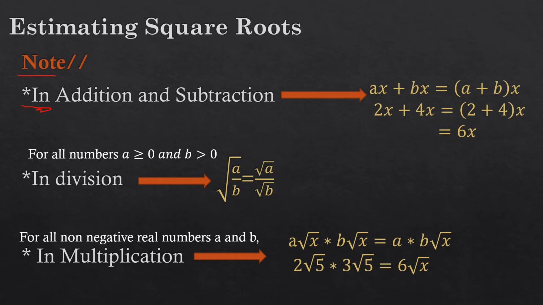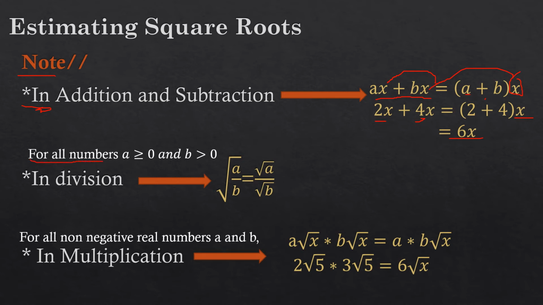The first one is addition and subtraction. If we have ax plus bx, it will equal a plus b, with x outside because we have x here. For example, if a is 2 and b is 4, then it will be equal to 2 plus 4 times x, okay, it will be 6x. This was addition, and subtraction is the same thing. You will just subtract.